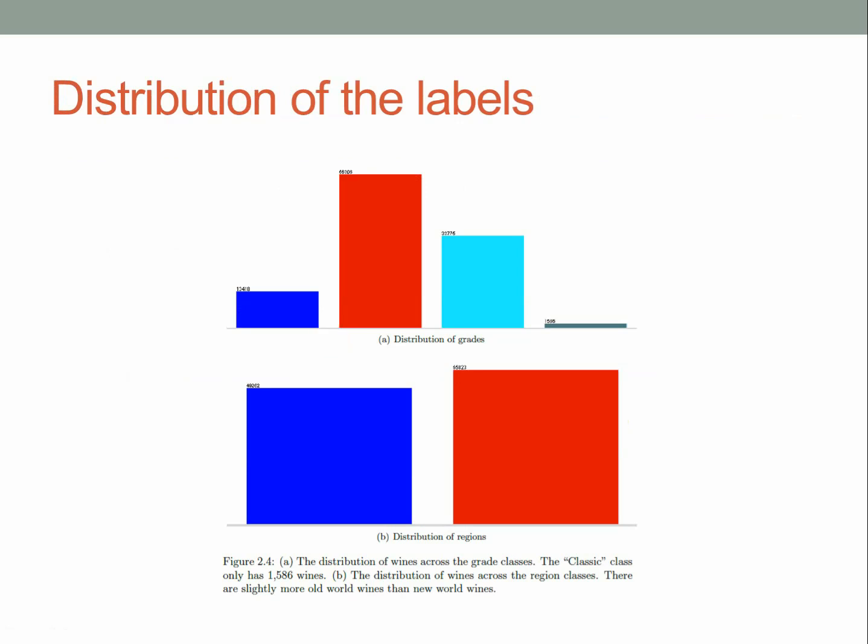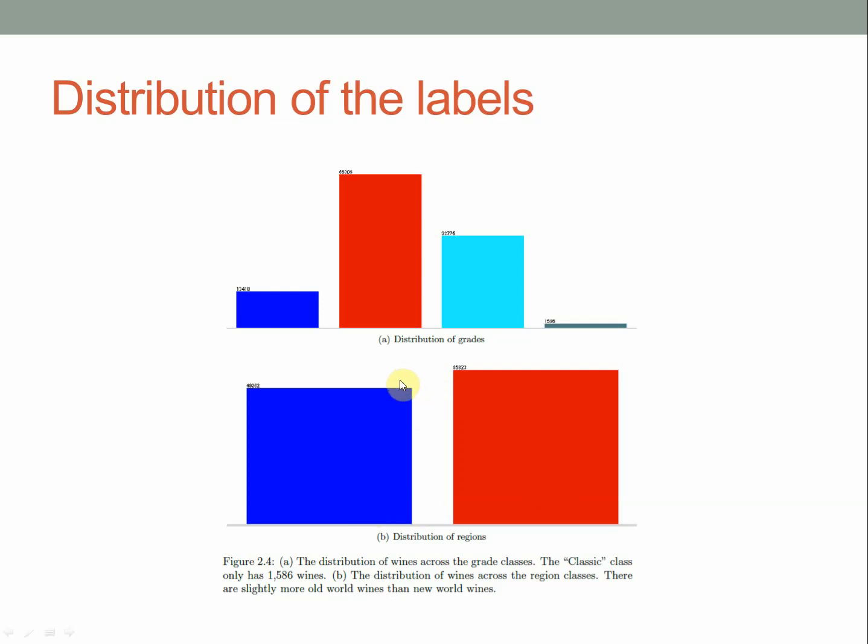Here is the distribution of the labels, starting with the grades. Since we collect all the wines from 80 to 100, we have 4 different categories of grades: 80 to 84, 85 to 89, 90 to 94, and you can see the wines above 95 are much smaller in percentage. For the region, this is the Old World region versus the New World region, so the region has 2 different categories.